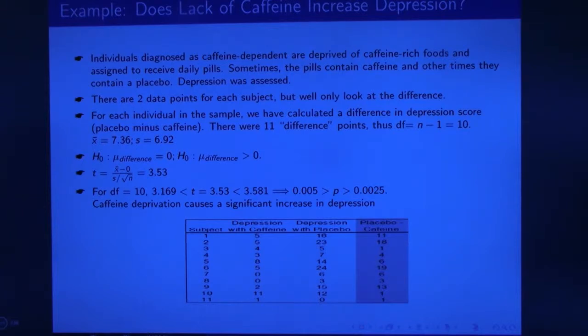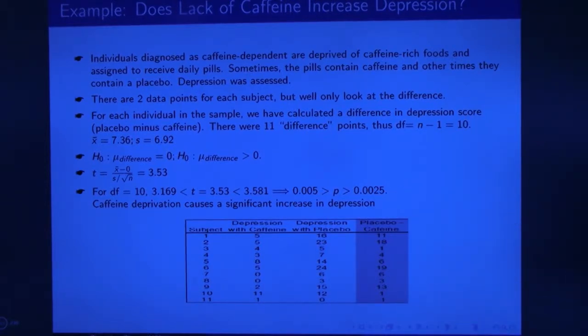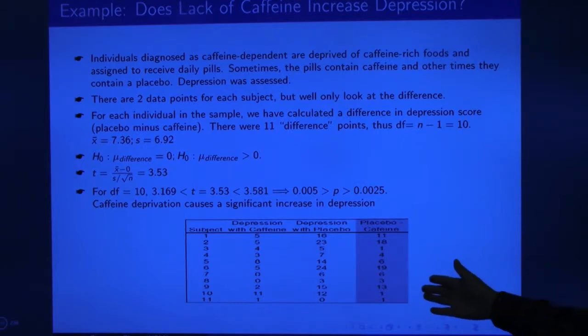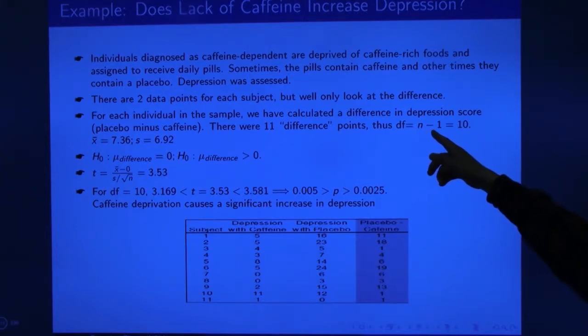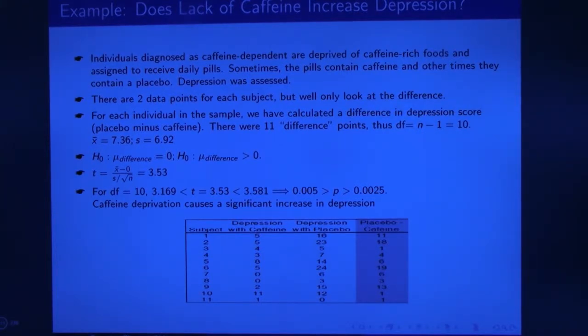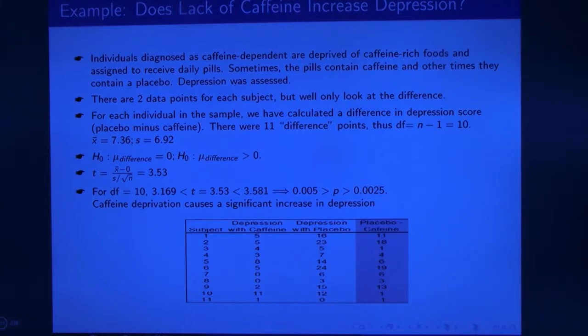This way, we transform the two sets of data points into only one difference. So now we can use the method we discussed before on this one-population problem. For this one here, we know n equals 11, and so the degrees of freedom equals n minus 1, which is 10. And we are given these 11 numbers, so we can calculate the mean of this sample, and we can calculate the standard deviation of this sample.